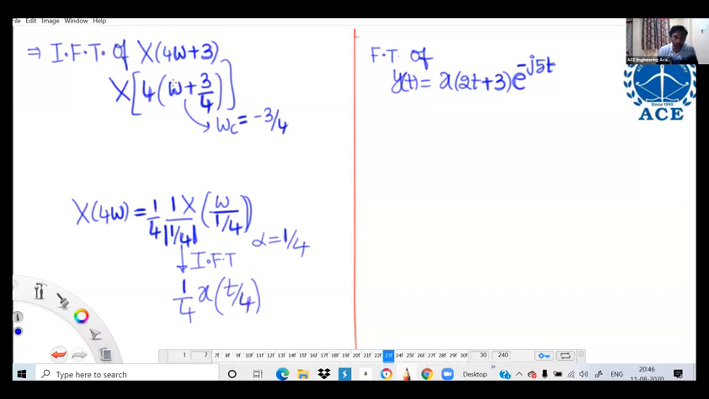Only for X of 4 omega I solved separately. 1 by 4 x of t by 4. Now you tell me what is the inverse Fourier we can write. Only for X of 4 omega what you have written? 1 by 4 x of t by 4 e power j omega c t. This is the final answer.